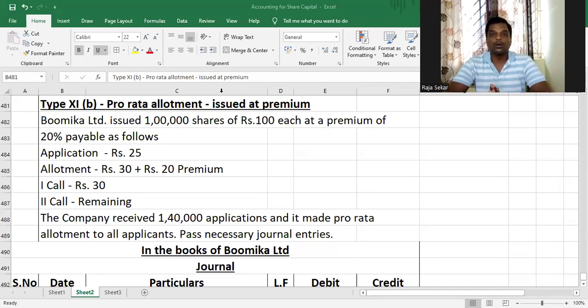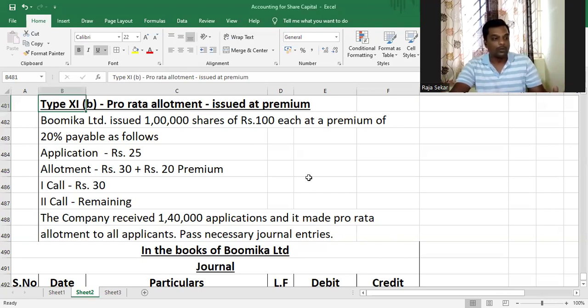And in this video, this is a series of videos in which we're learning the concepts involved in accounting for share capital in companies. In this video, we're going to be looking at how to account for the issue of shares when pro rata allotment is made and the shares have been issued at premium. It's not very complicated. There is nothing new that we're going to learn here. We're just going to incorporate what we have learned with respect to accounting for shares issued at premium and accounting for shares when pro rata allotment has been made. We're going to just put them together and solve the problem.